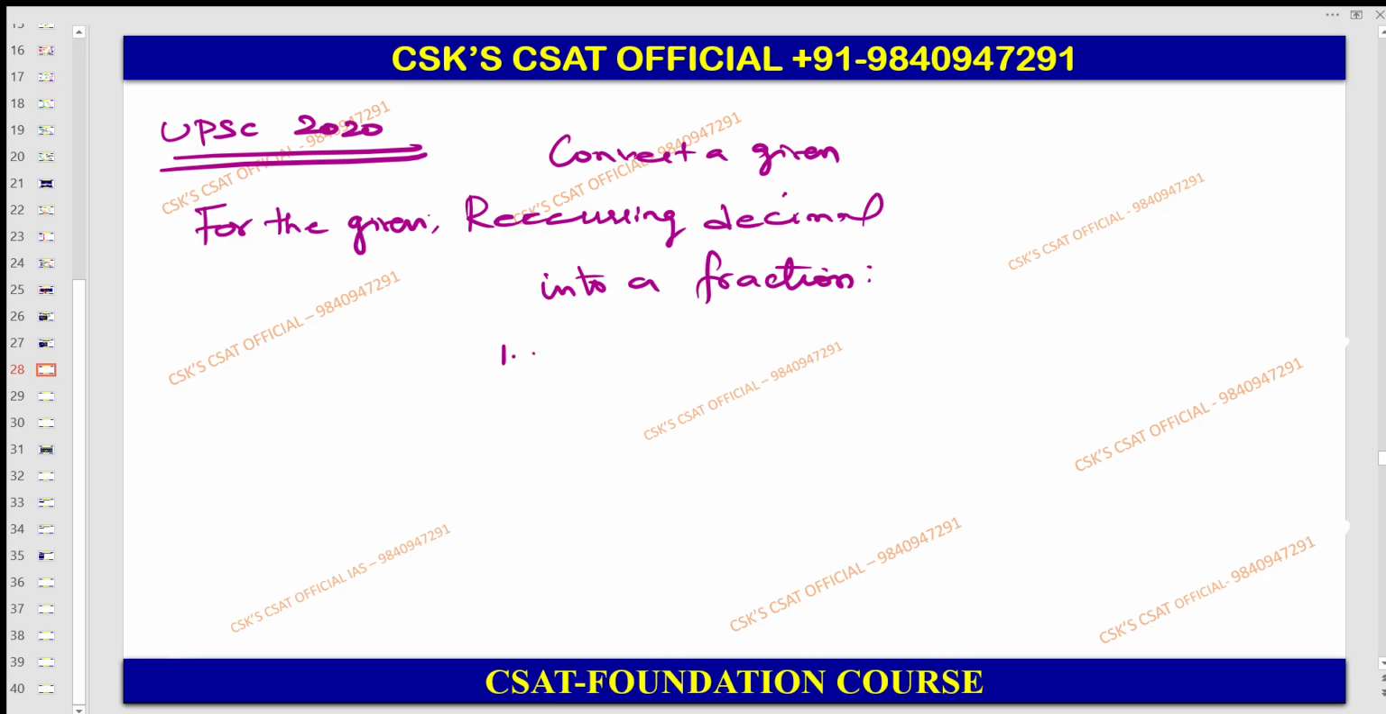So the question here is 1.272727 dot dot dot. Guys, you try this question. Let me wait here. Options I'm not going to give. You first answer without options and then I will tell you the option.